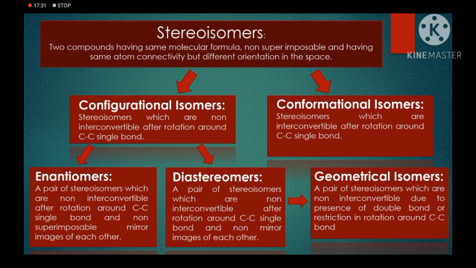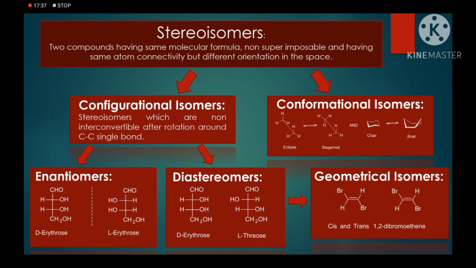Now we can see examples. Conformational isomers: eclipsed and staggered. We can convert eclipsed into staggered, and staggered into eclipsed, just by doing rotation around a carbon-carbon bond. So this is the definition of conformational isomers. We can also convert chair into boat, and boat into chair. This is also an example of conformational isomers.